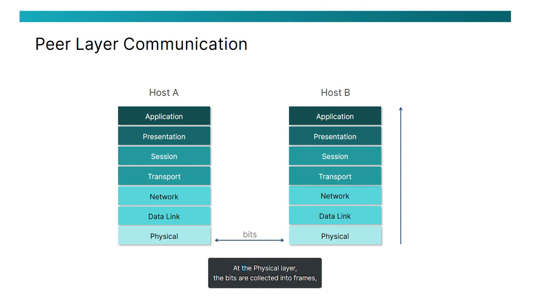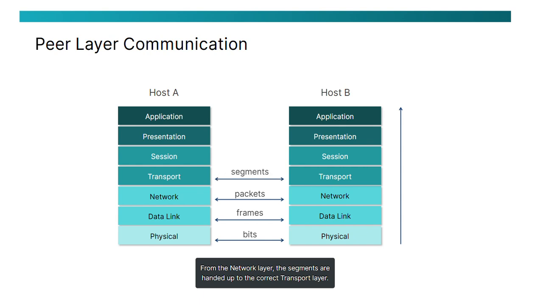At the physical layer, the bits are collected into frames, and the frames are passed up to the data link layer. The packets are removed from the frames and are then passed up to the network layer. From the network layer, the segments are handed up to the correct transport layer. Finally, the transport layer hands the data up to the correct application.